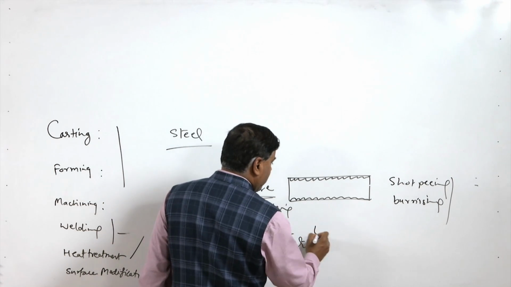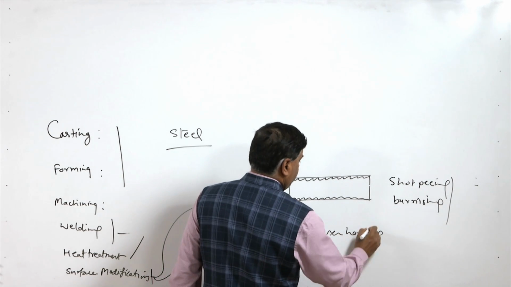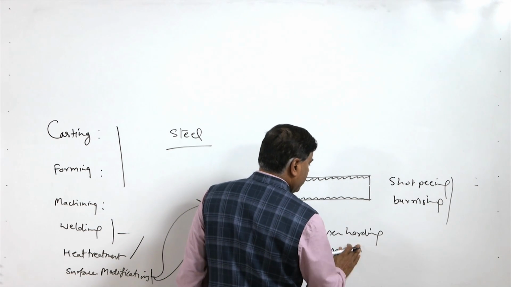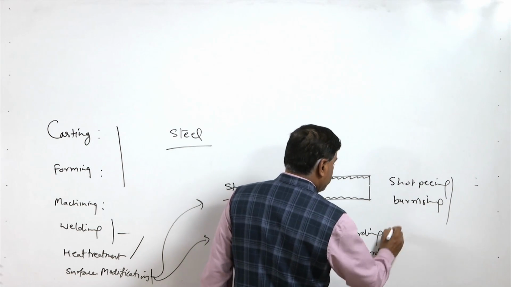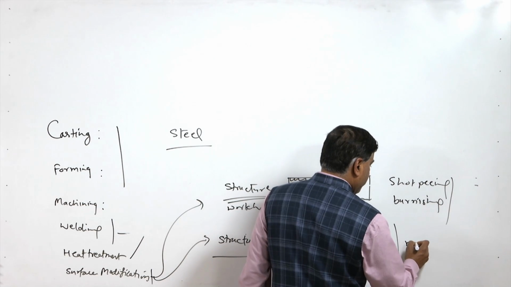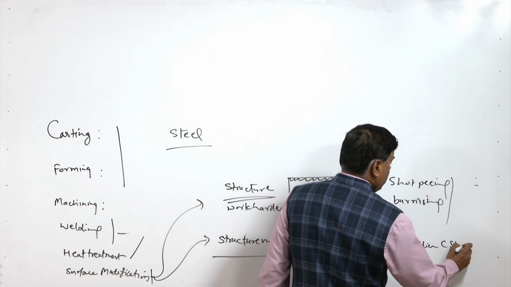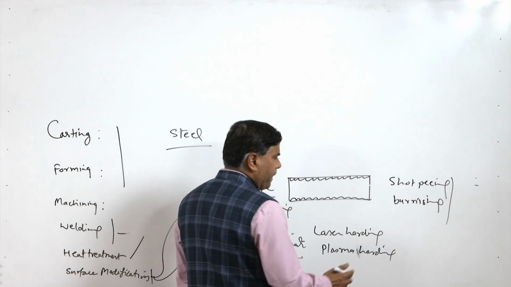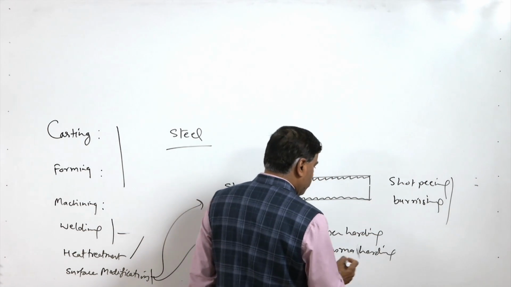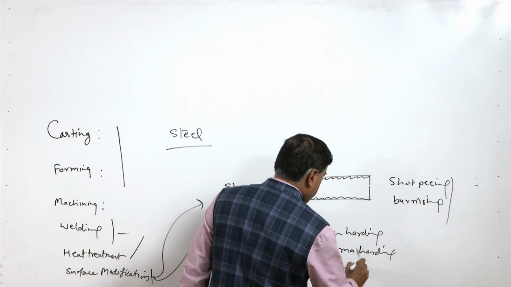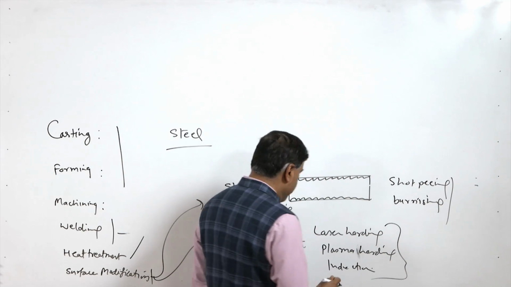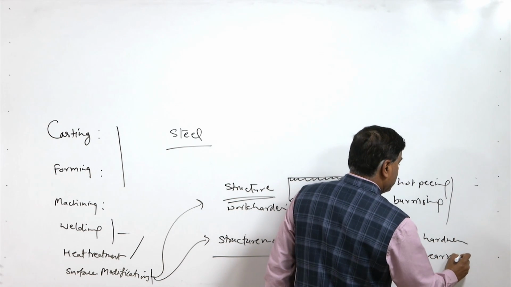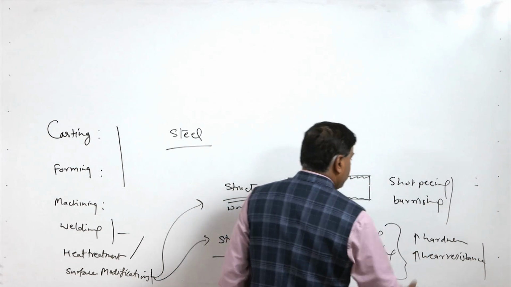There is another case where just the structure is modified, there is no work hardening effect. In this case we have laser hardening or plasma hardening. In both these cases normally the medium carbon steel, which is quite hardenable, is used. The beam is directed, and so it gets austenitized, and then sometimes self quenching or external quenching can be used for the hardening purpose. Induction hardening is also one of the examples where just the structure is modified. The purpose of all these processes is to increase the hardness of the steel surface, so that wear resistance can be enhanced.